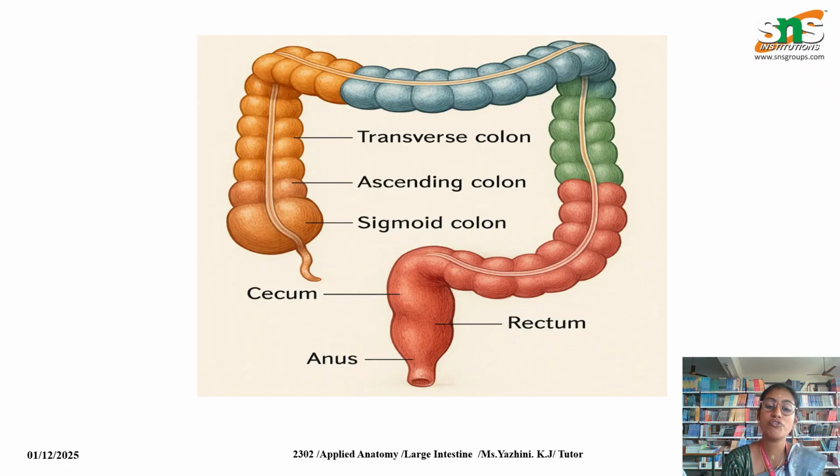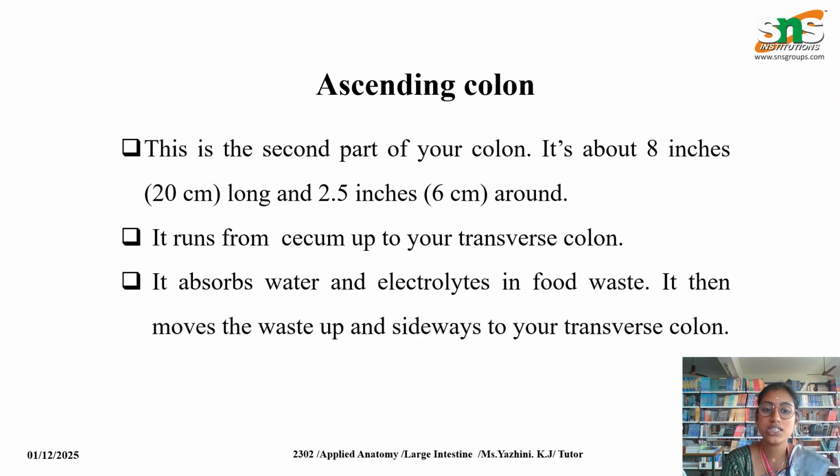From this image of the large intestine, we can understand where the ascending colon, transverse colon, sigmoid colon, rectum, anus and cecum are present. Starting with the cecum, then the ascending, the transverse, and the rectal parts, and it ends with the anus. We have seen the cecum, next is the ascending colon, which climbs up after this and is roughly 8 inches or 20 centimeters long with a 2.5 inch width. It is like a tube.